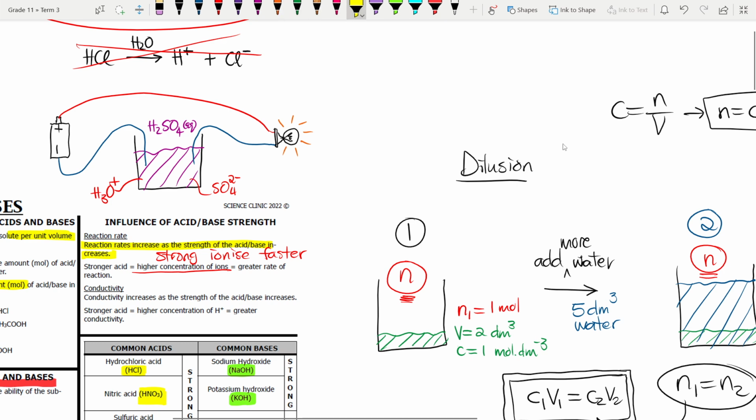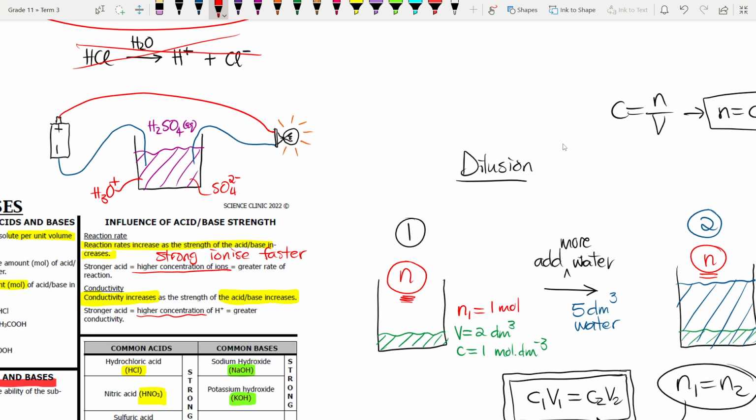So, in other words, conductivity is going to increase, or we're going to have a bright light, if the acid is strong or the base is strong. And conductivity is going to be low if the acid or the base is weak. We can even increase the concentration of the acid in order to make the light burn even brighter.